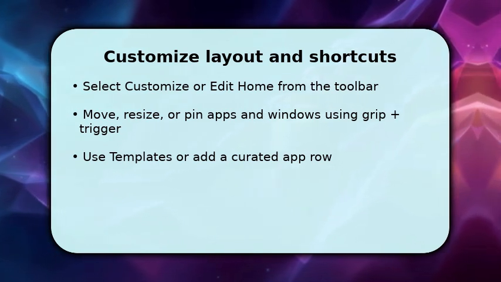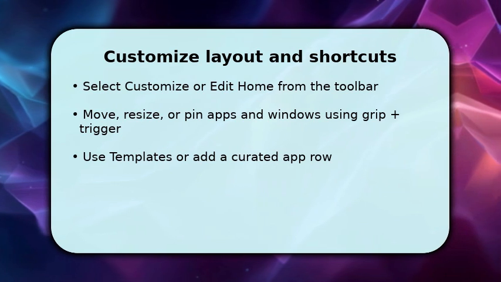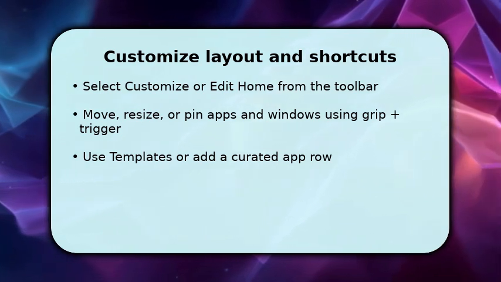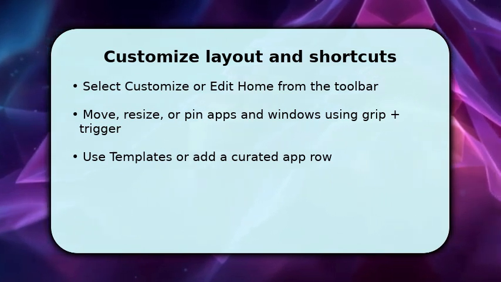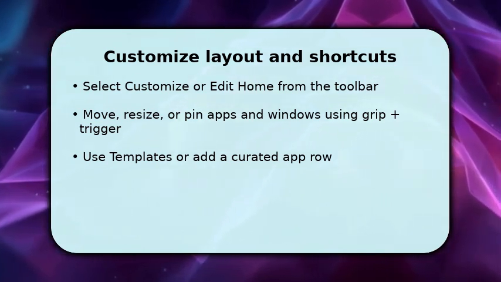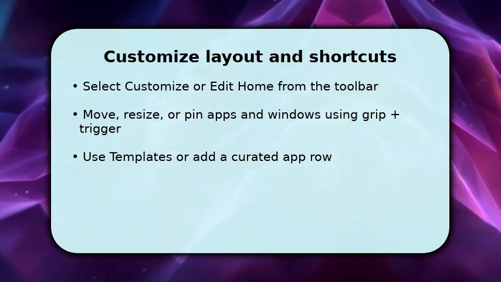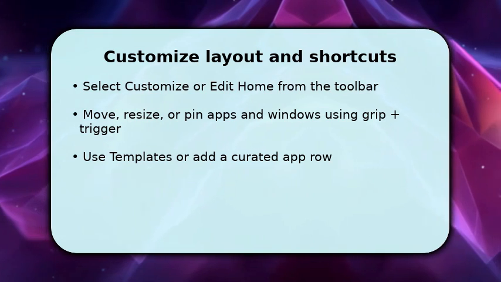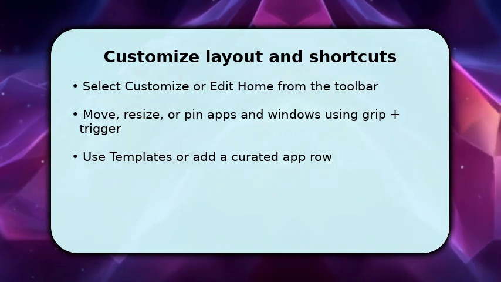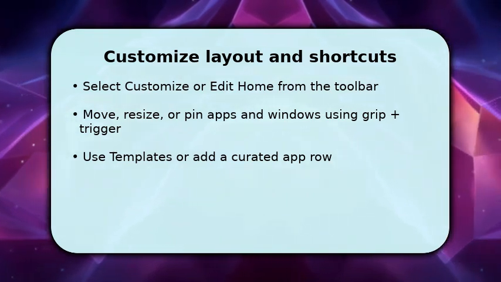You'll move items by aiming, holding the grip, and tapping trigger to pick up an app or window, then place it where it feels ergonomic, nearby for frequent apps, farther for ambient items. Use resize handles to scale panels and pin important apps to the quick bar for instant access. Also explore templates. They speed up consistent layouts across multiple sessions.